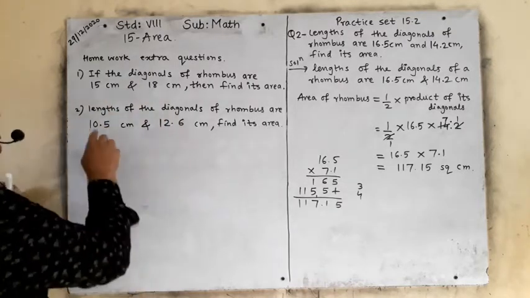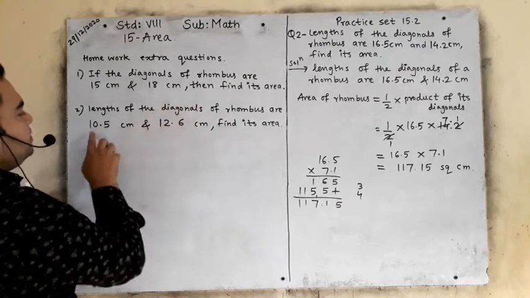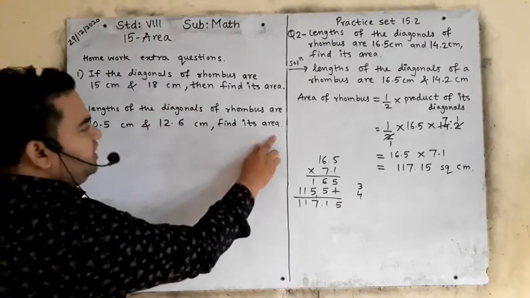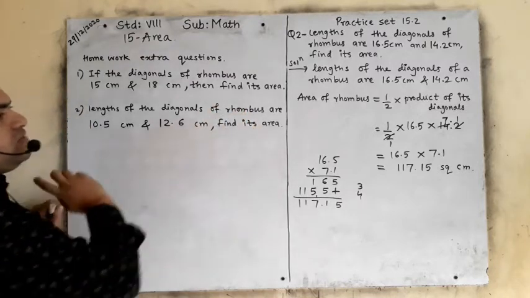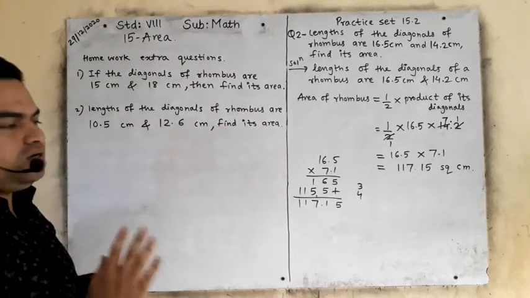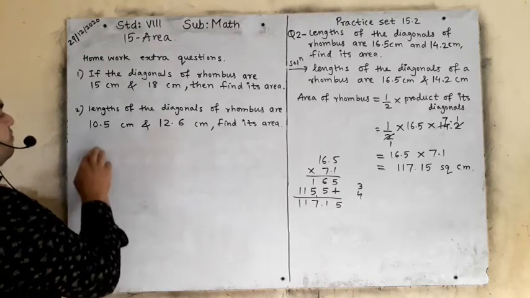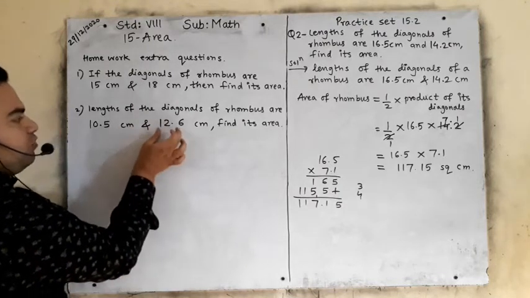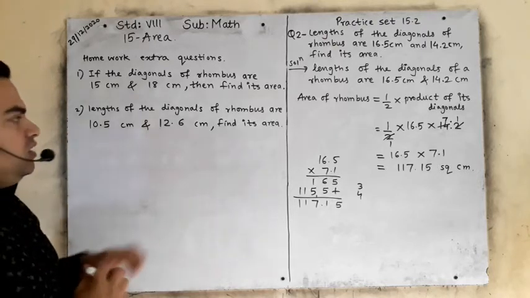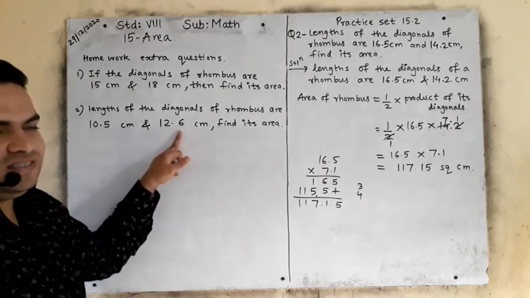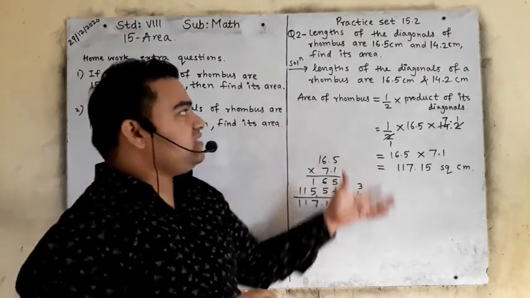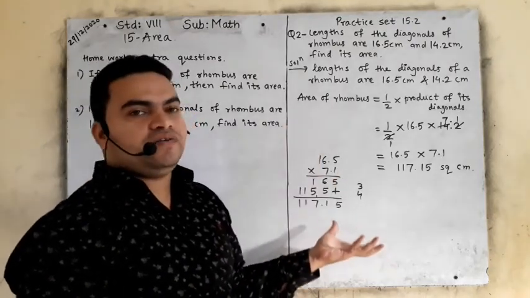You will solve this. Here also, lengths of the diagonals of a rhombus are 10.5 centimeter and 12.6 centimeter. Find its area. Area of rhombus is equal to half multiplied by the product of its diagonals. Half means 1 upon 2 multiplied by 10.5 multiplied by 12.6. 12.6 is easily divisible by 2: 2 sixes are 12, 2 threes are 6. Then multiply the remaining. I hope you understood how to solve this easy thing of area of rhombus.